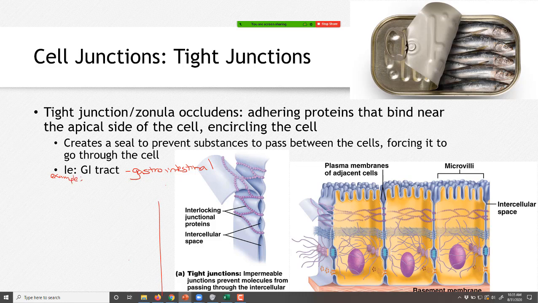No worries. Yeah. G, gastro, means the stomach. Intestinal, the intestines. And the intestines, the small intestine especially when we're talking about it, has a lot of enzymes.